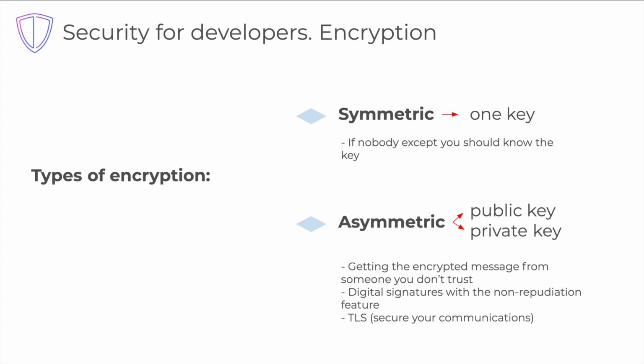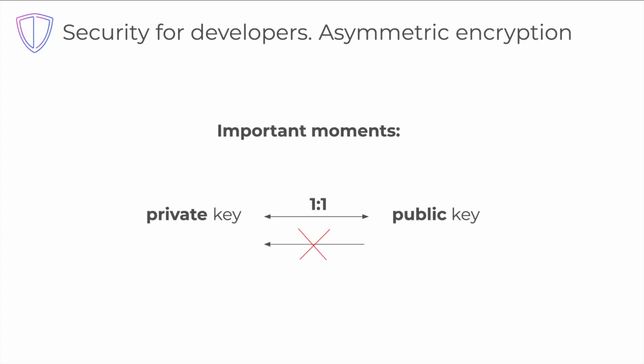First of all, the private key and the public key are a pair, and there is only one public key per private key. Besides, the public key is generated from the private key and not vice versa. This means that it's not possible to restore the private key from the public key. That's what makes asymmetric encryption secure.